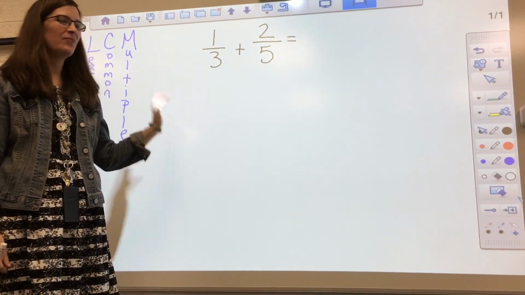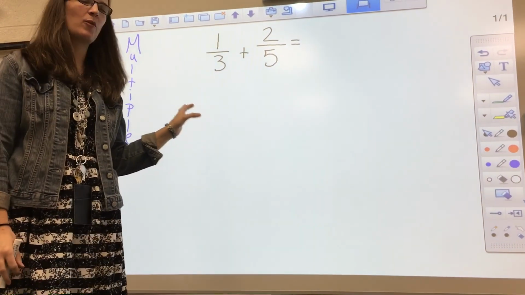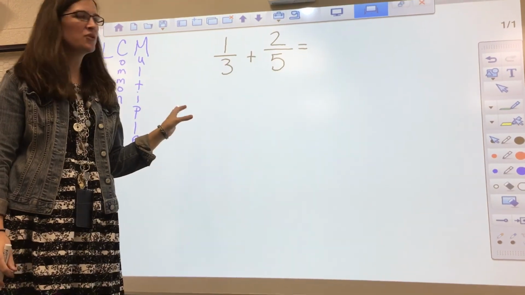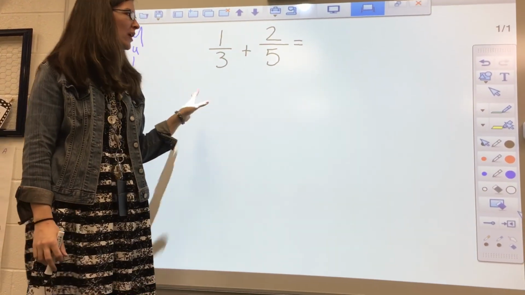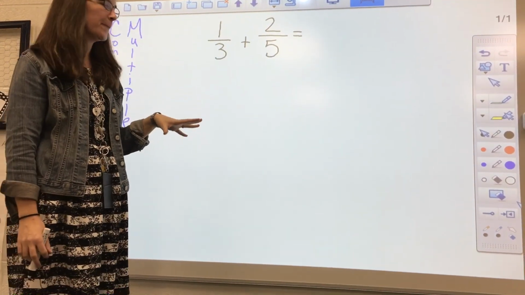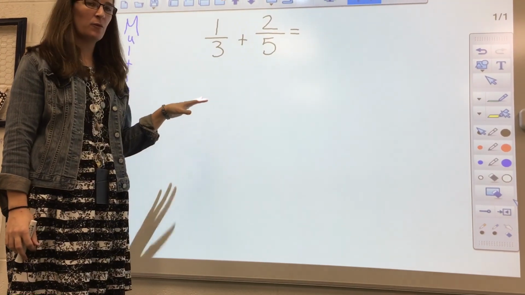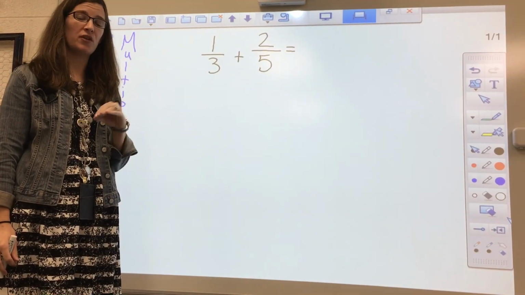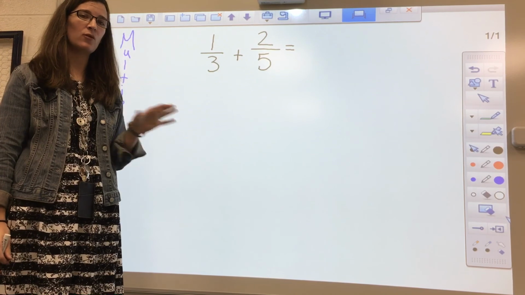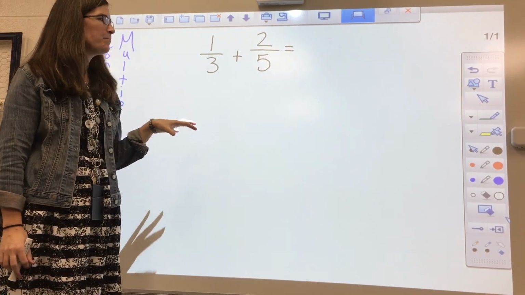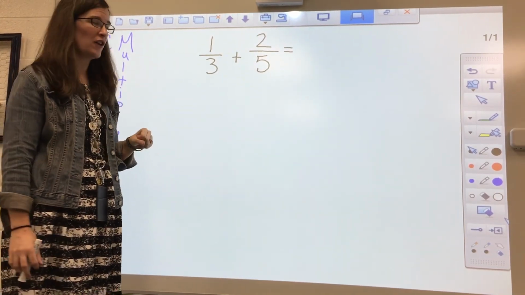All right, parents, this is probably the strategy you're more familiar with from school. This is where we find a common denominator, create equivalent fractions, and add from there. Students have been working on drawing pictures and models for equivalent fractions so they understand why we can do this. But this is when we just use straight numbers to figure it out.